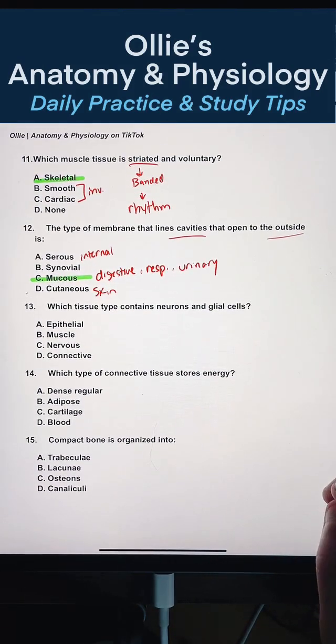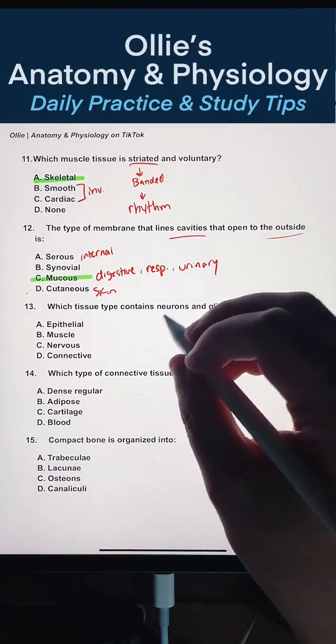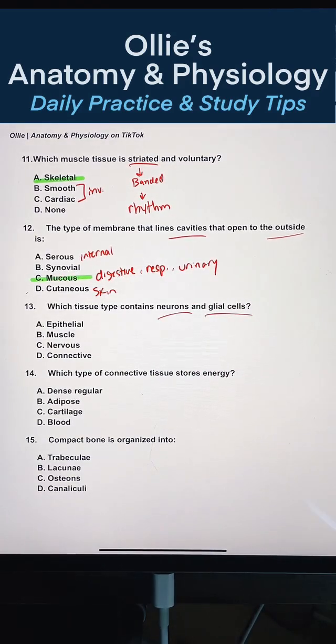Number 13, which tissue type contains neurons and glial cells? Which tissue type would contain neurons and glial cells? A, B, C, or D? We're almost at 13,000 likes already.